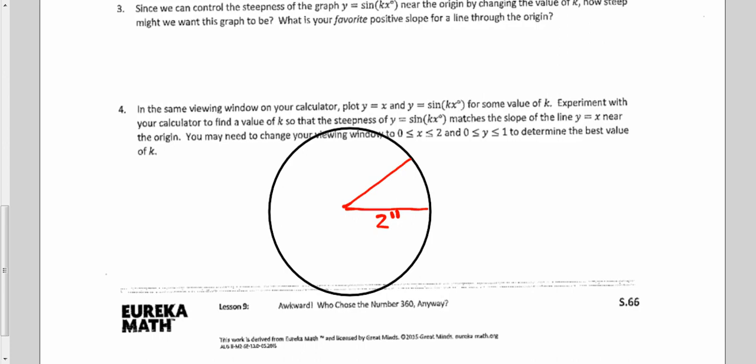So, let me ask you this. If this angle, let's keep it easy. Let's say this is 60 degrees. If that angle is 60 degrees, how long is this arc right here? How long is that arc?